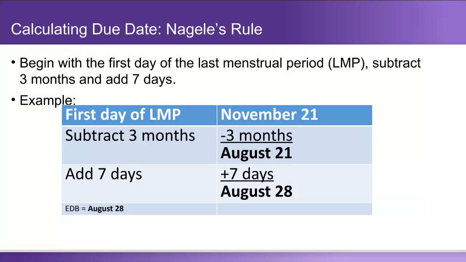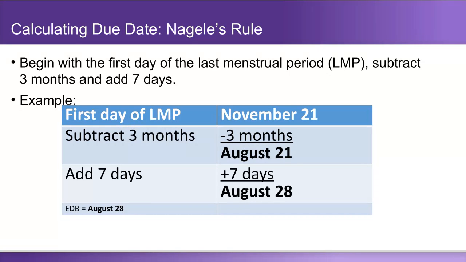So let's look at that again. Here's Naegeli's rule. We ask, what was the first day of your last period? And she tells us November 21st. Now we're going to subtract 3 months. In this case, November minus 3 months is August. So November 21st becomes August 21st. Then we add 7 days, and that gives us August 28th, which of course will be the following year. So her estimated date of birth is August 28th. Pretty easy, right? Just subtract 3 months, add 7 days. Okay, so that's Naegeli's rule.